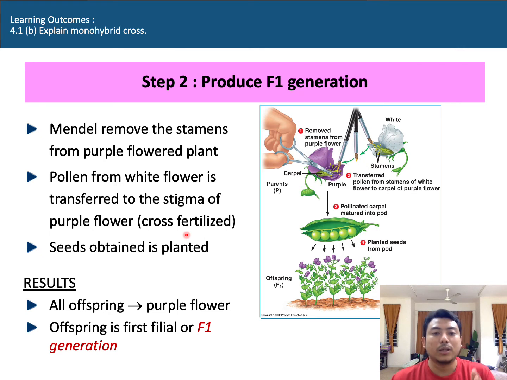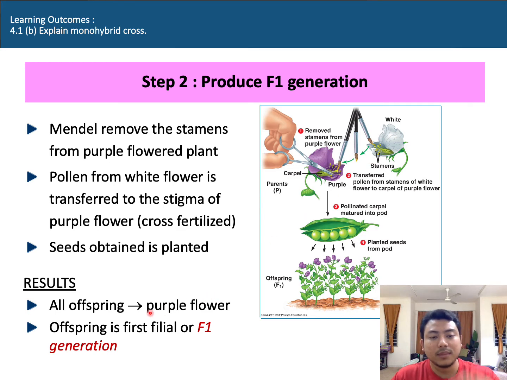Why do we need to remove the stamen? Kenapa nak kena buang bahagian male part ni? Supaya pollen daripada male part ni tidak accidentally fall on the stigma of the same purple flower. So kita remove dia punya male part siap-siap, kita ambil pollen daripada bunga putih, then dia transfer on the stigma of the purple flowered plant. Okay, so dia transfer senangnya, dia guna brush ni je.